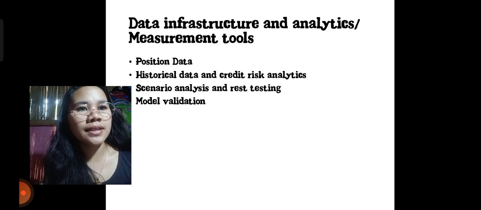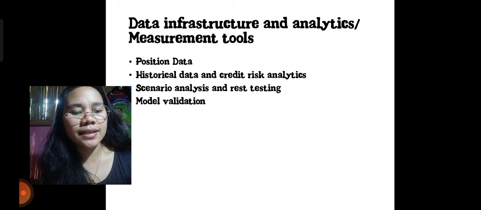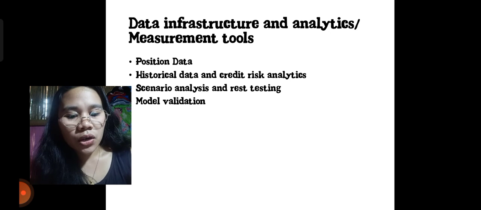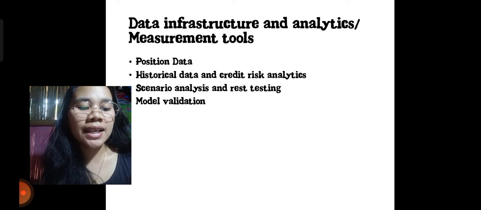Next is the infrastructure and analytic or measurement tools. Number one is position data. A position data is somewhat like a loan tape. That's an electronic file or set of files that captures lending product data from a financial firm's system. It is like a database extract that needs to be specified in detail.